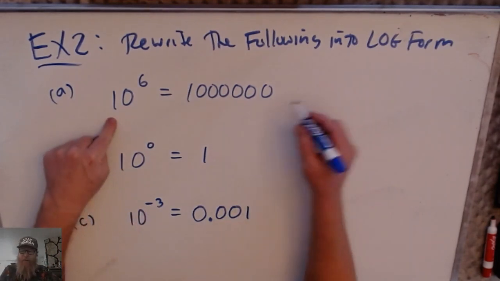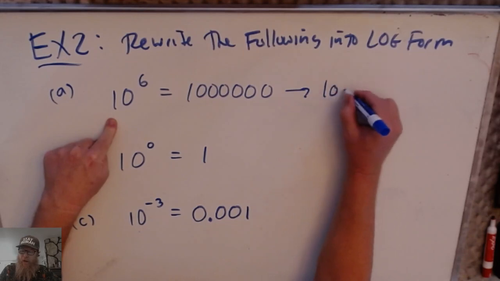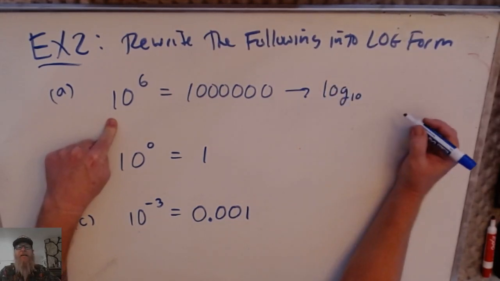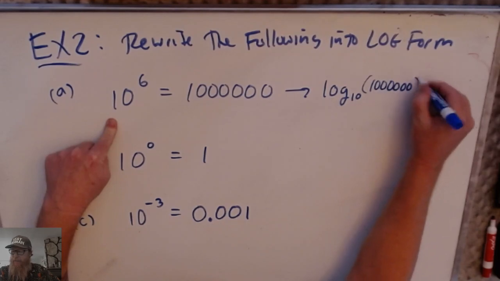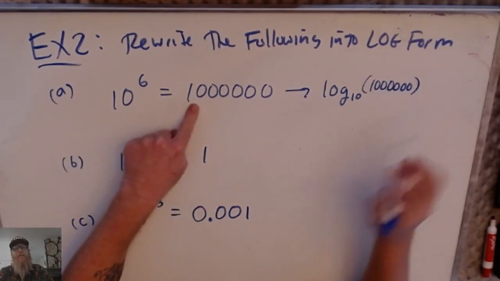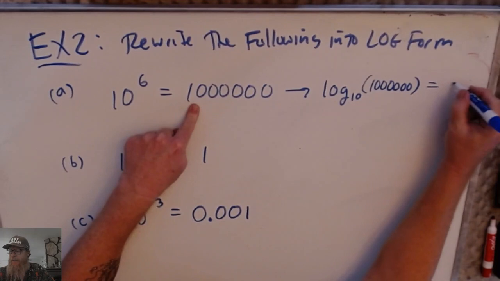Okay. So rewrite all of these. So this would be log base 10 of the argument of 1,000,000. Yeah, that's 1,000,000, 6 zeros, is equal to 6.